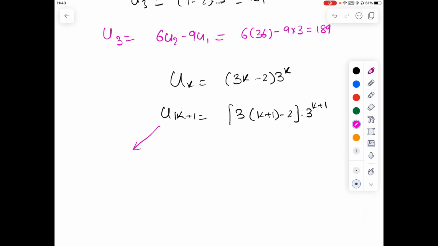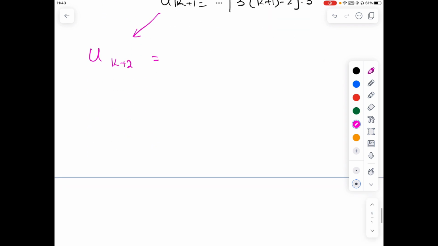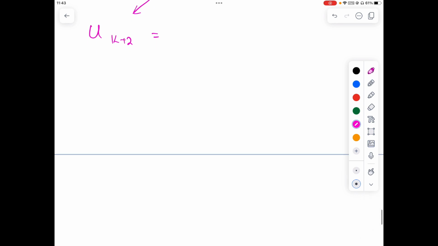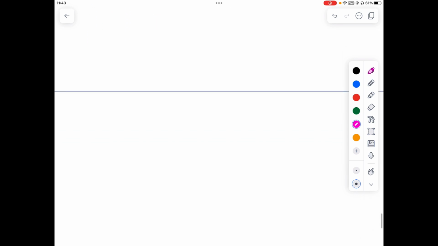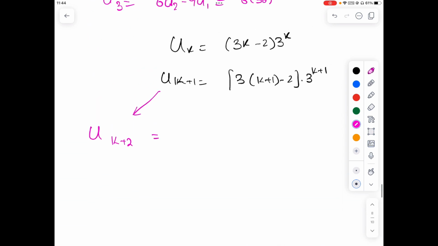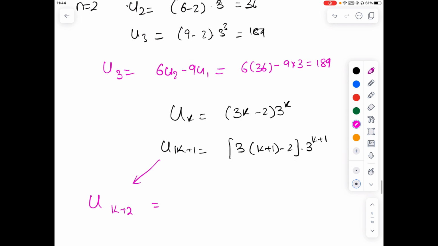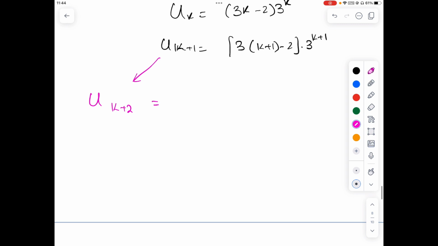Plug in k plus 1 over here, so it becomes u(k+2) should be equal to, when I write over here, plugging in that value on the right hand side also, it should be k plus 2 times 3 power k plus 2. This is the formula. Over here in the assumption also, we should be plugging k plus 2 in the right hand side too. So I have to prove it.